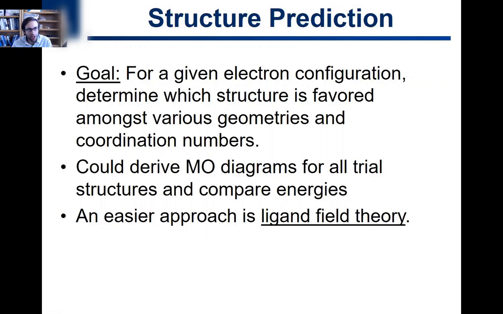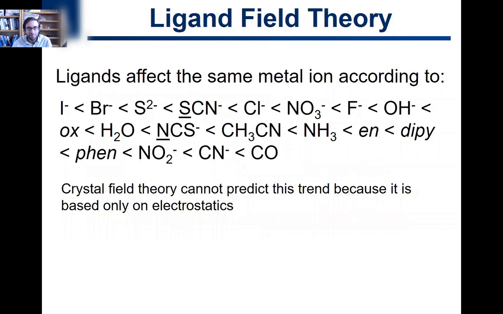One way to do this is to derive MO diagrams for all the different trial structures and compare energies, trying to make Walsh diagrams where you can to make your life easier. There's a lot of permutations and it's still going to get quite complicated. So what we're going to do is something a little bit easier. It's called ligand field theory.